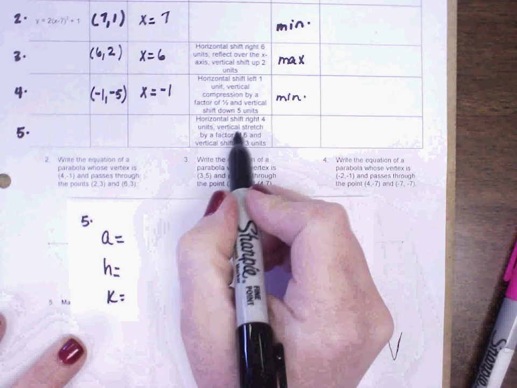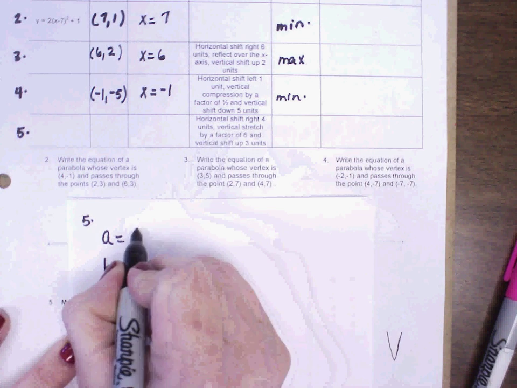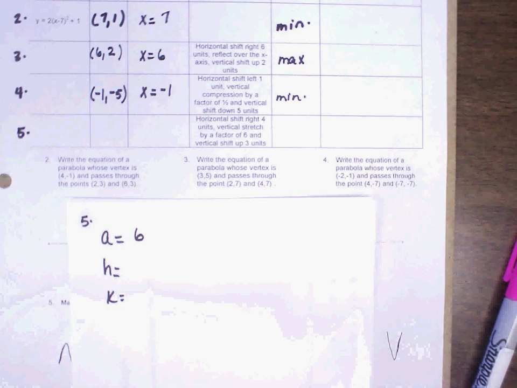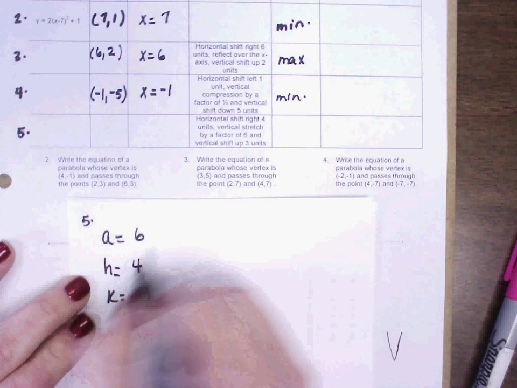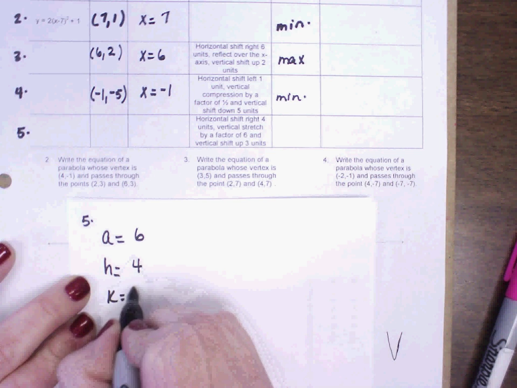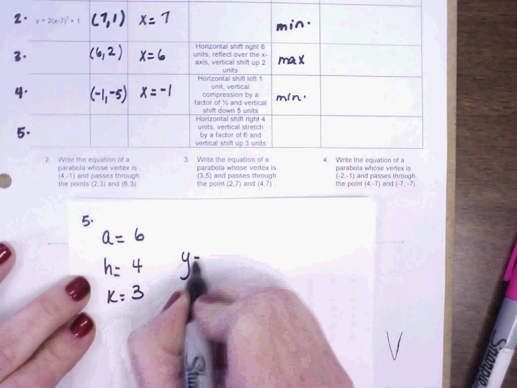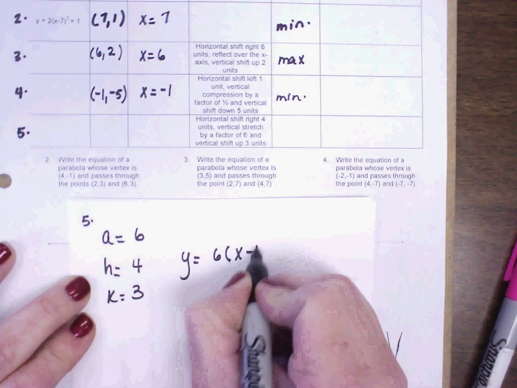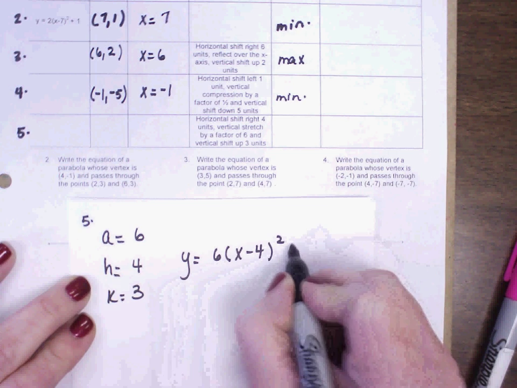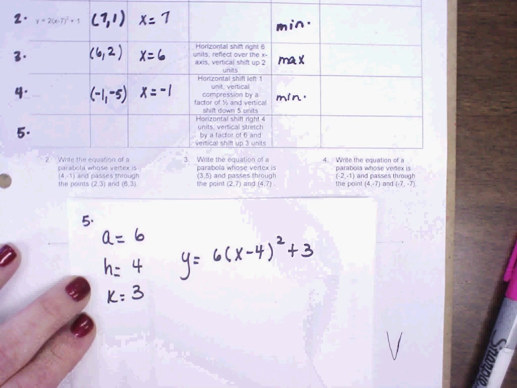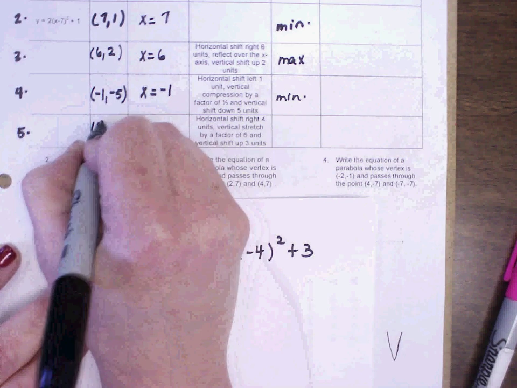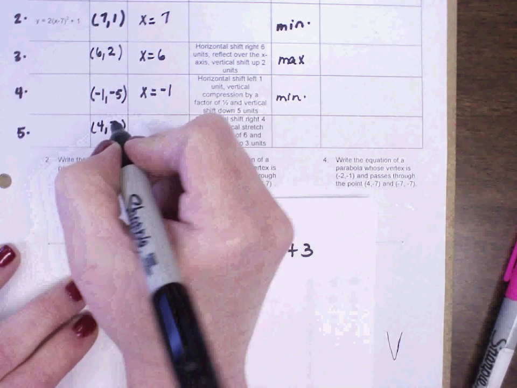Alright, what's A? Vertical stretch by a factor of 6. That means it's getting skinnier, right? What's H? 4. And what's my K? Awesome. So y equals 6(x minus 4) squared plus 3. Okay? All right, vertex 4, 3.